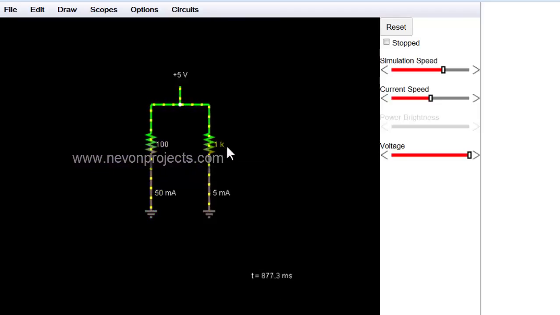Similarly, now let us calculate for the other branch. Here we have a 1 kilo ohm resistor and 5 volt power supply. So the current flowing through this branch is 5 divided by 1k, that means 5 milliampere, that is 5 into 10 raised to minus 3 amperes. So depending upon the resistor value, the current will flow according to the Ohm's law equation. What we note over here is that the higher the value of the resistor, the lesser the amount of current flows through it.